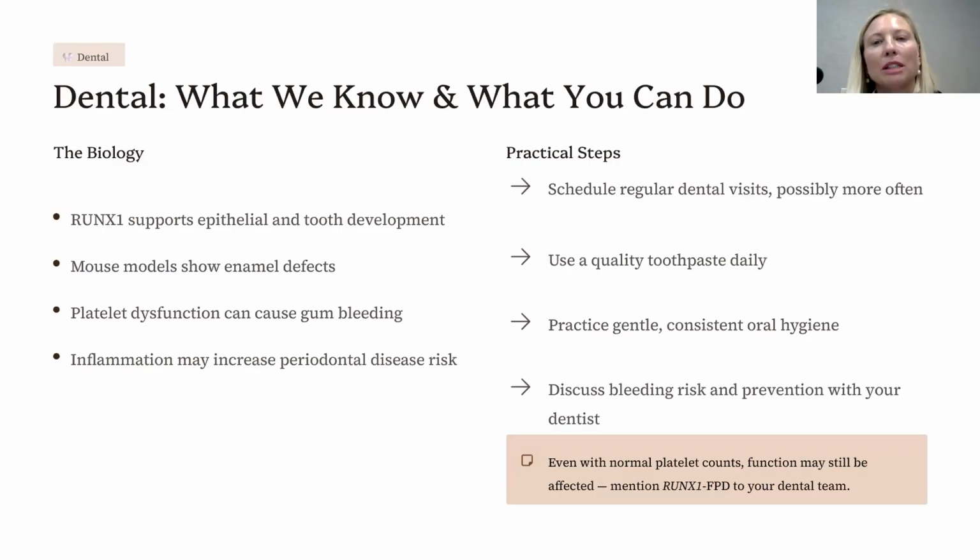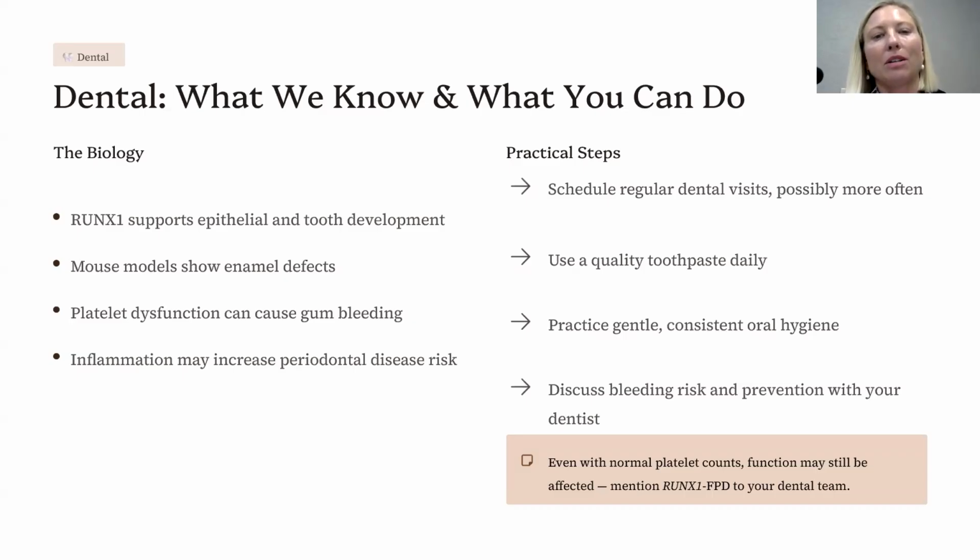So in mouse models, when RUNX1 is disrupted, researchers are seeing defects in enamel and structural abnormalities in teeth. And in humans, we don't have that direct data, but we do know from the RUNX1 Patient Data Hub that some individuals in our community have reported tooth enamel issues, a history of bleeding gums, and that makes sense because of the platelet phenotype. They've also reported gingivitis, and a few have mentioned tooth malformations. So it's quite possible there might be something there in terms of how RUNX1 is functioning when those epithelial cells were being turned on during development.